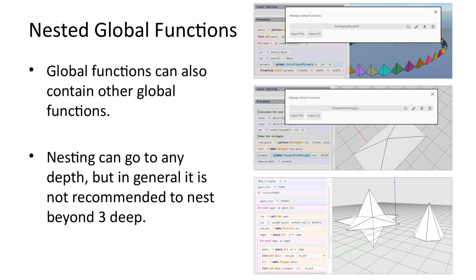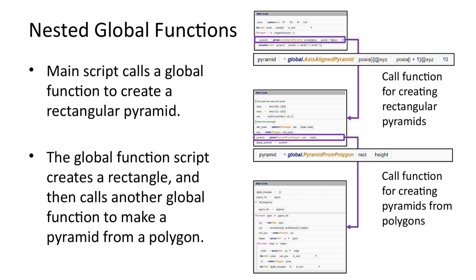Here is an example where we have created a script with 2 levels of nesting. At the top level, the main flowchart uses a global function to create rectangular pyramids. The rectangular pyramid function then calls another global function for creating pyramids. The diagram shows the 3 nested sets of codes. The main script calls a global function to create a rectangular pyramid. The global function script creates a rectangle, and then calls another global function. This second global function creates a pyramid from a polygon.